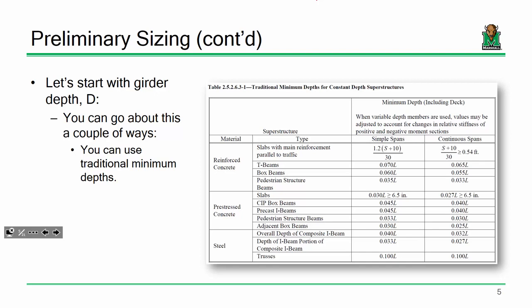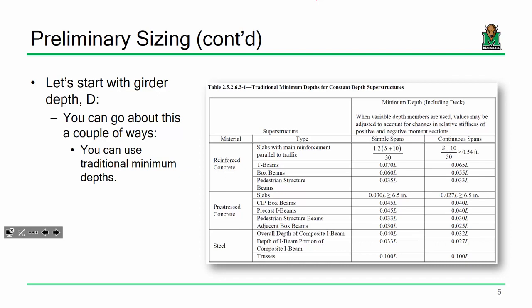This is section two of the spec, and it has a lot of general information on highway bridges. One of the tables in section two, table 2.5.2.6.3-1, gives traditional minimum depths for a constant depth superstructure. For instance, if you're looking at a steel superstructure and the depth of the steel beam, if it's a simply supported beam, it's 0.033 times L. So take the span length, multiply it by 0.033, and that'll give you how deep the girder is.